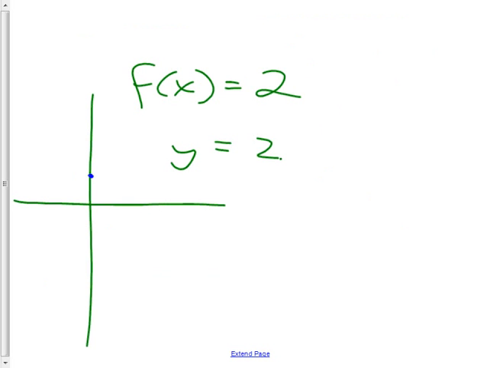Yeah, about right there. And then you have to ask yourself, where's another spot where y is 2? Is it going to go up or down, or left, right? It's going to be left, right, so it's going to be like that. Okay, so that will be that function right there. That's all there is to it.